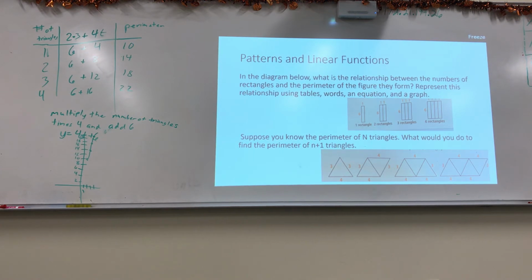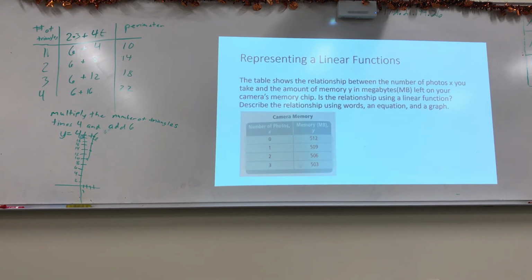Oh, gotta unfreeze. Alright, the table shows the relationship between the number of photos x you take and the amount of memory y in megabytes left on your camera's chip. If the relationship is a linear function, describe the function using words, an equation, and a graph. So, this one. First off, you have 512 megabytes with 0 photos.